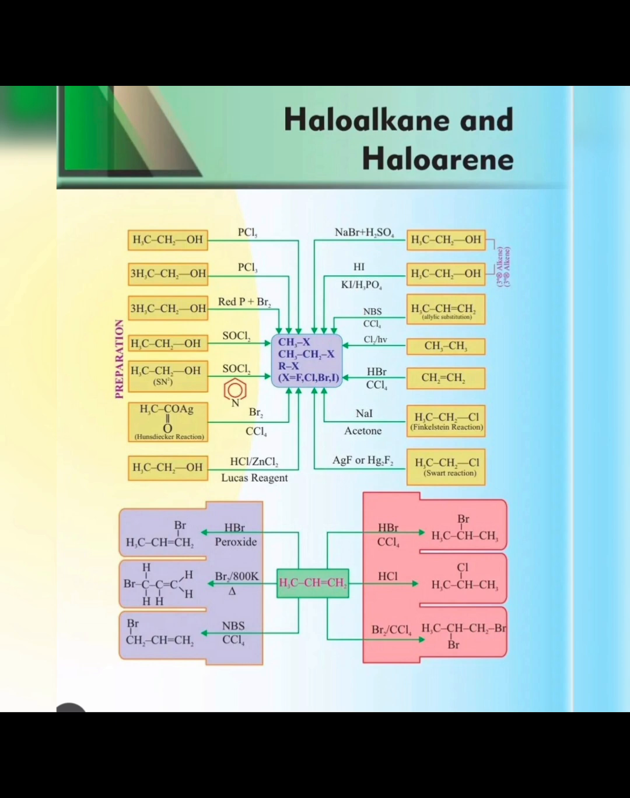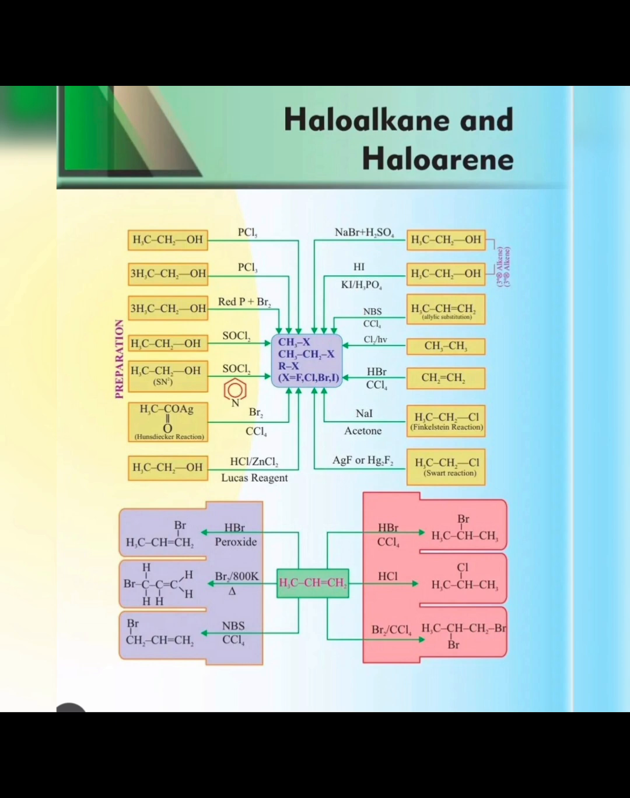And when ethyl chloride reacts with any metal fluoride like AgF, Hg2F2, or SbF3, it gives the corresponding ethyl fluoride as a major product. So these are the various methods of preparation of alkyl halides in the laboratory.